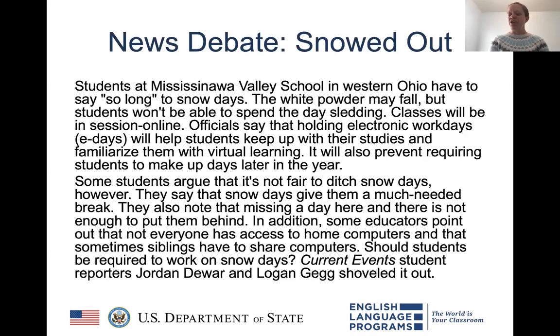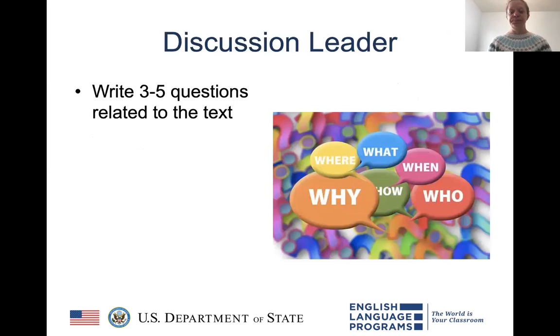Okay, this is our text. Now let's look at the different tasks we might assign our students based on their roles. The first role is discussion leader. This person is responsible for writing 3 to 5 questions related to the text.